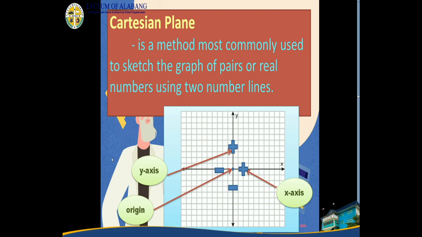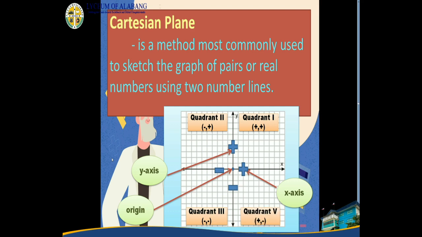The four quadrants of the Cartesian plane are: first quadrant, top right, positive, positive. Second quadrant, top left, negative, positive. Third quadrant, bottom left, negative, negative. And the fourth quadrant, bottom right, positive, negative.